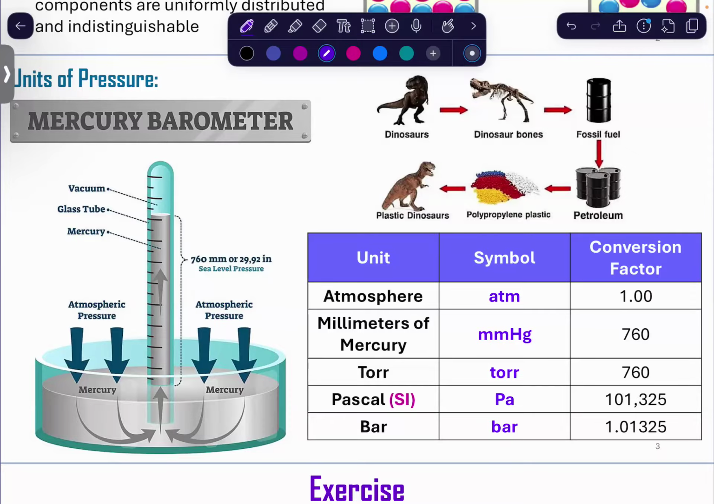So here you see a barometer, and atmospheric pressure would press on a pool of mercury and it would push the mercury into a column. And then you would read the pressure based off how high the mercury column went in millimeters. But also you see that 1 atmosphere is 760 torr or 101,325 pascals. Pascals is the SI unit for pressure, or 1 atmosphere is 1.01325 bar.